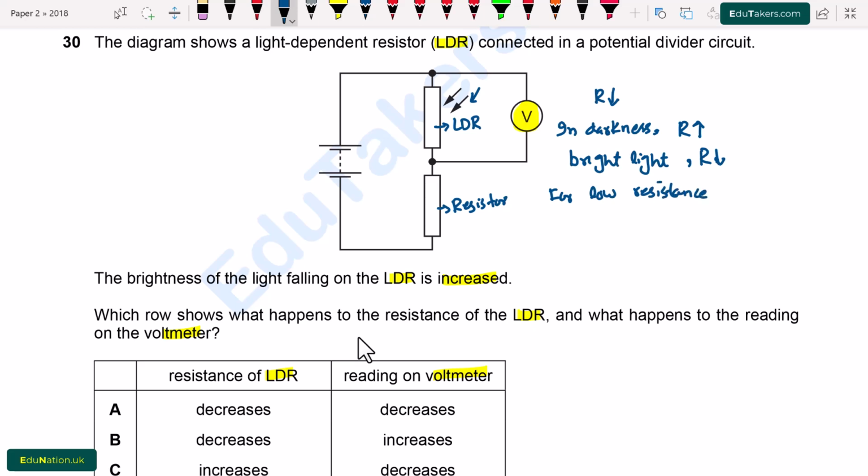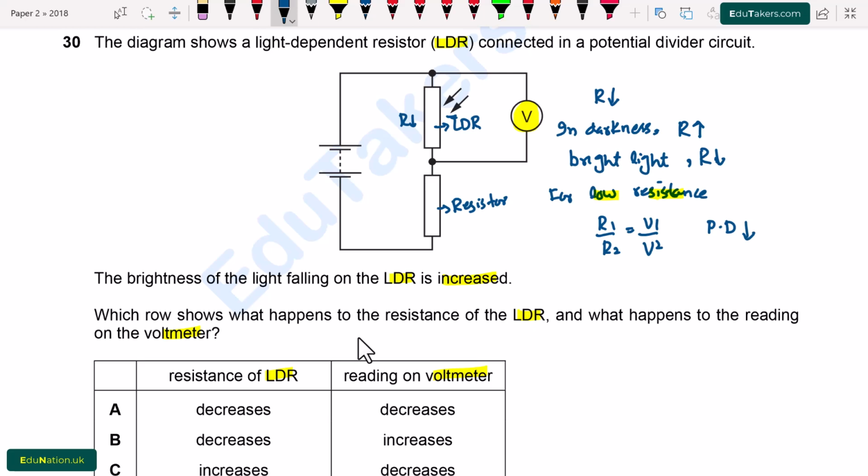the potential difference across this LDR should be low, because here is the potential divider, and R1 over R2 is equal to V1 over V2 in this potential divider. It means that resistance is directly proportional to the potential difference. When the resistance is low, the potential difference across the LDR should be small. So here we have to follow the bright light on the LDR.